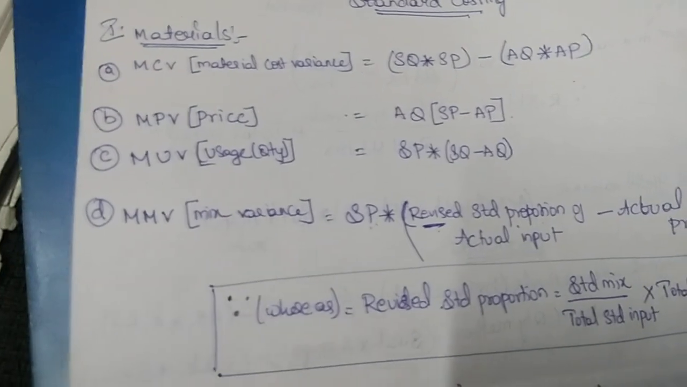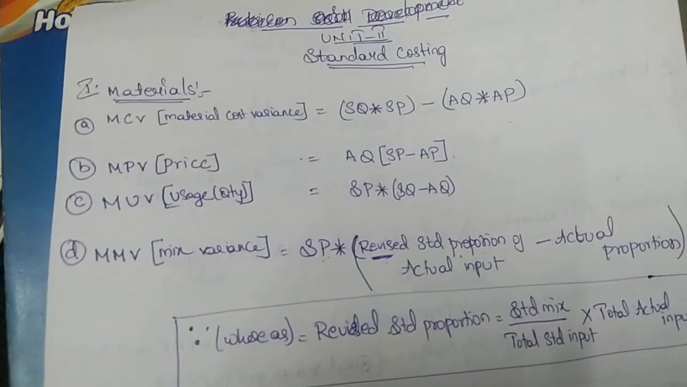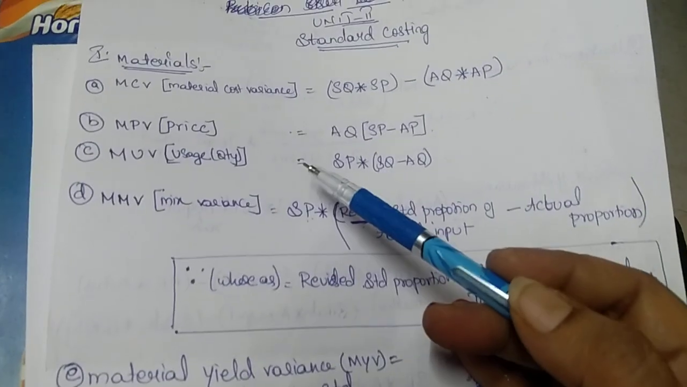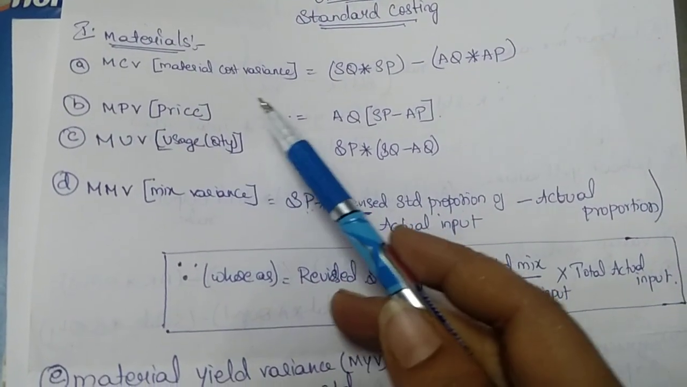This is going to be the very easiest chapter, because the only thing you have to do is learn your formulas by heart. When you are able to learn your formulas by heart, this is going to be the easiest one.